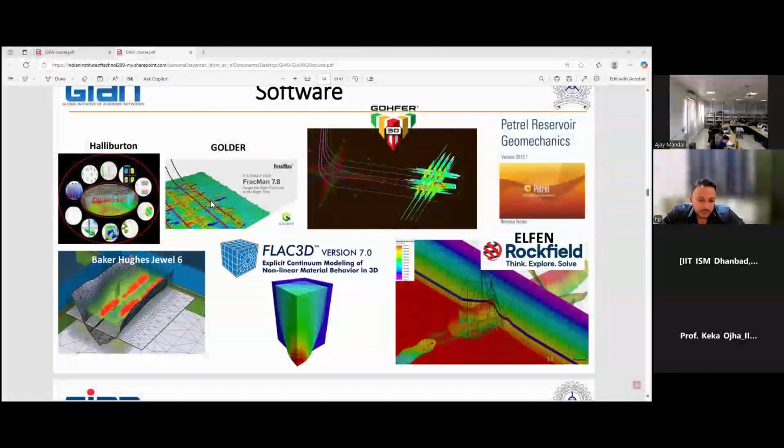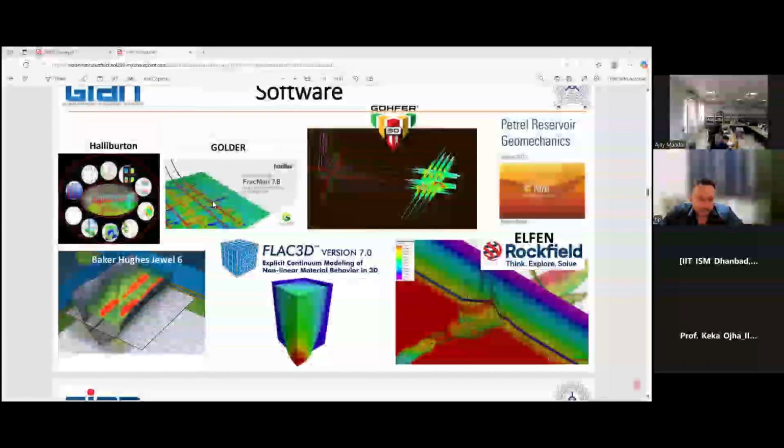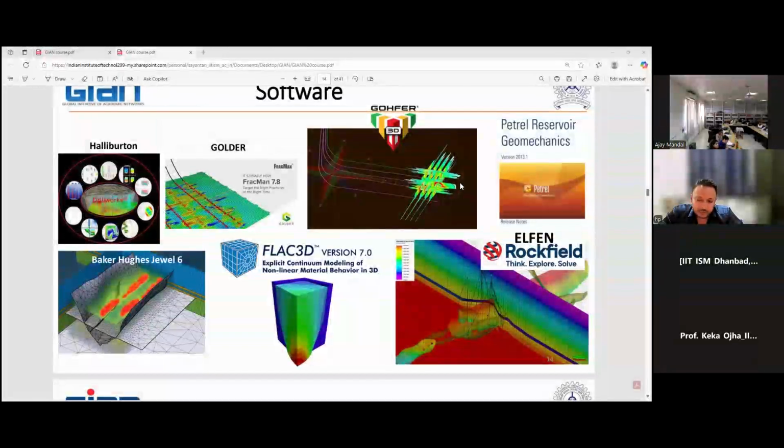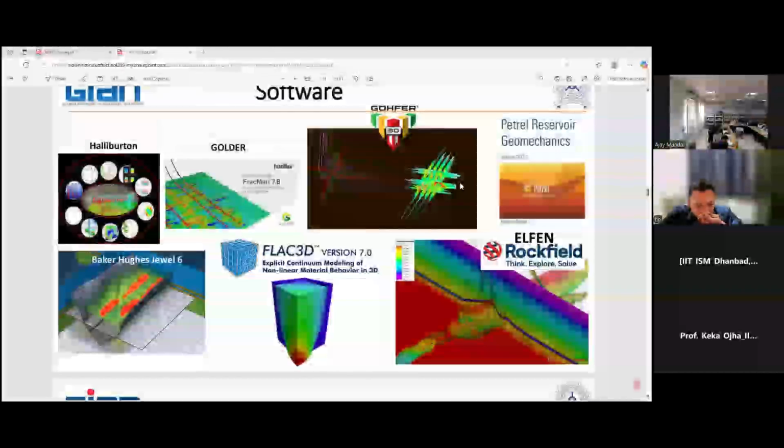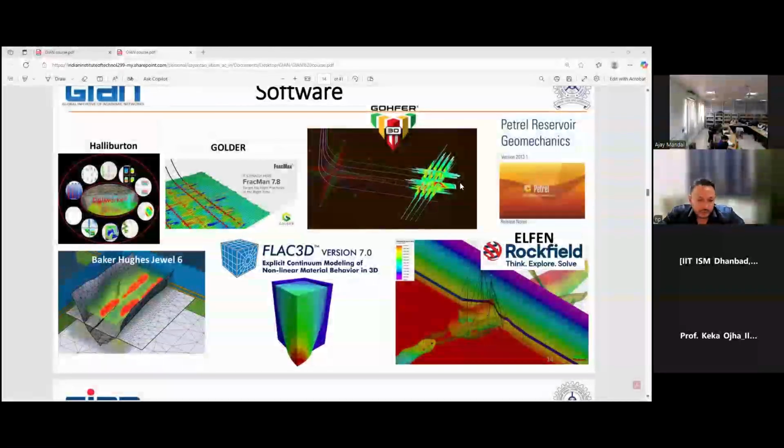Then you have Gopher. Gopher is mostly being used by ONGC and other companies. It mostly deals with hydraulic fracturing and nothing else. Okay. It does a bit more than Frackman in terms of propellant displacement. Like in these fractures, you can model the propellant displacement, and you can do some history match of the fracturing pressure. You can also model non-uniform solid and liquid velocity, propellant settling, all of those things you can measure here. Okay.